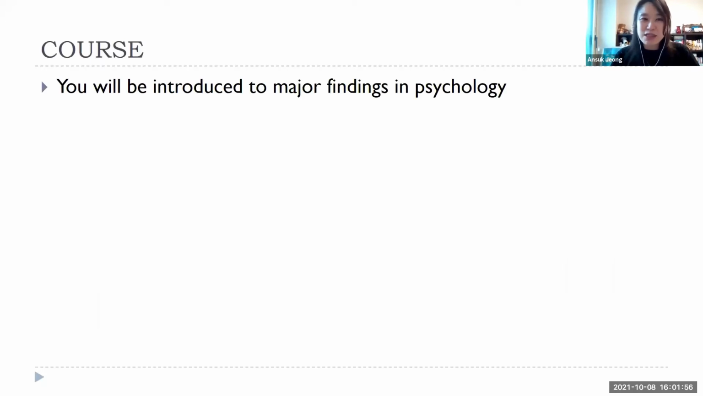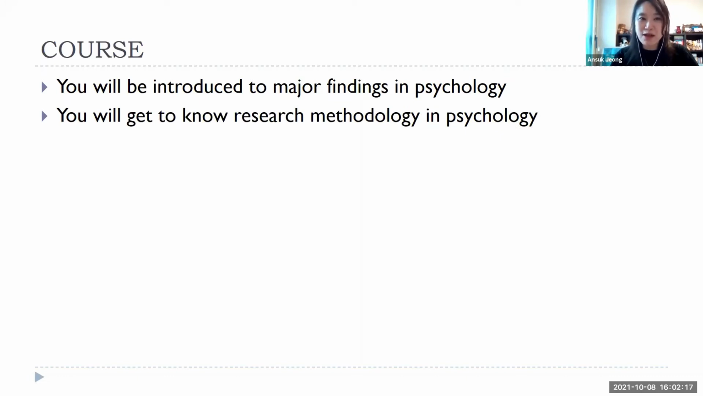Introductory psychology. In this course, we are going to be introduced to major findings in psychology, including cognitive, social, developmental, clinical, and community psychology. And to understand these major findings, you will get to know some research methods as well, because that's going to give you the right type of lens to interpret these major findings, so that you can have your own grain of salt.